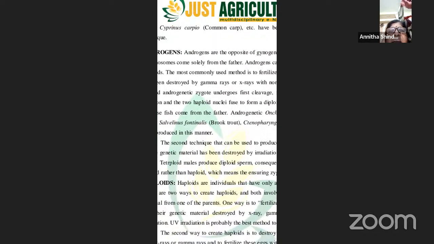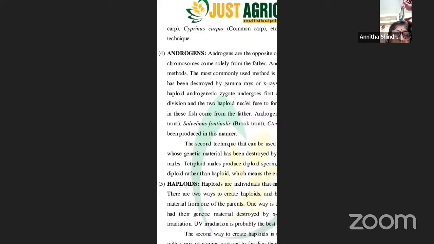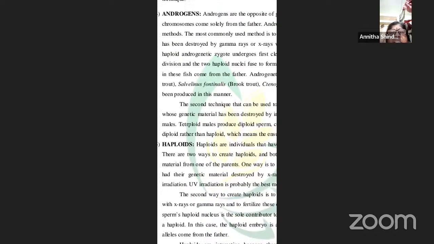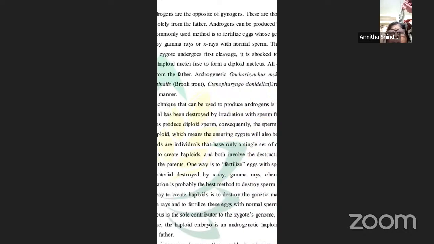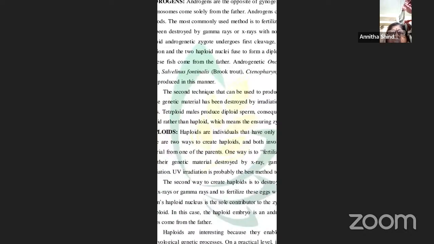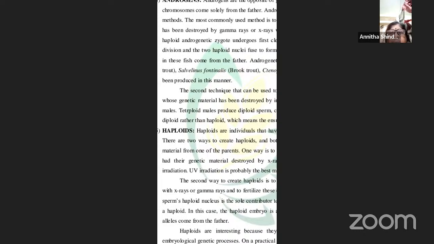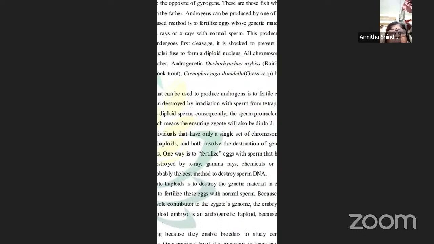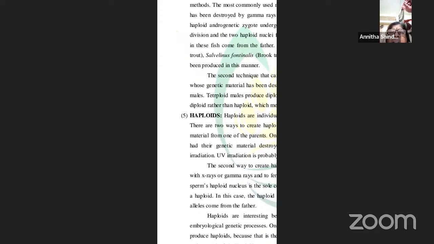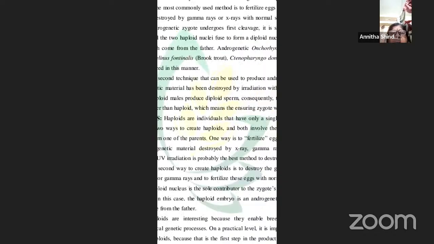So that is why it results in the production of what? Androgens. Is it okay? Yes or no? Yes. Okay. The second technique is the same: to produce androgens, fertilize the eggs whose genetic material has been destroyed by irradiation with the sperm from the tetraploid. The tetraploid males produce the diploid sperm, the same way as what we have done.